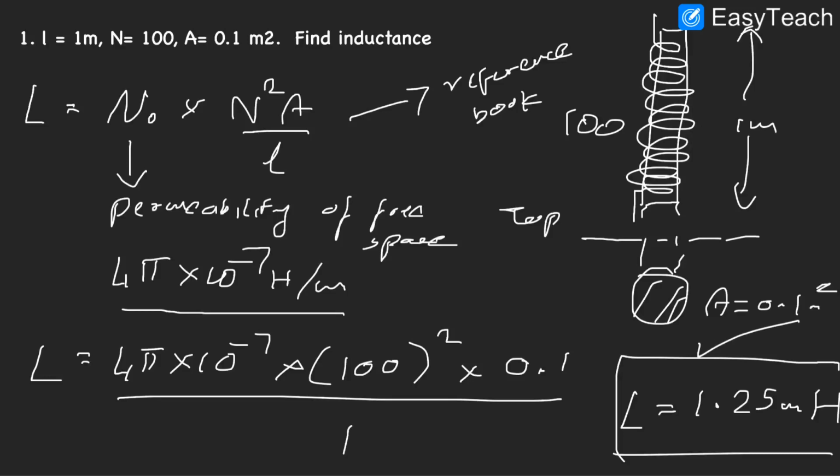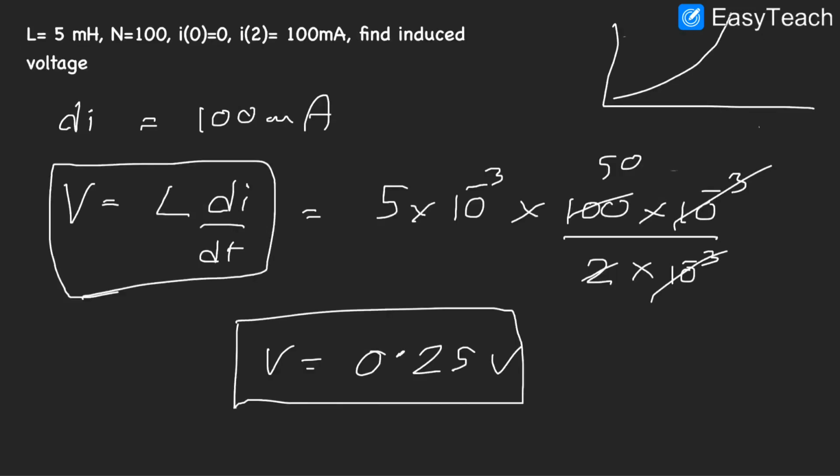The next problem that we solved was that inductors have induced voltage across them, and if my current goes from 0 to 100 milliamperes, what is the induced voltage? I had my inductance value already known as 5 millihenry, so I just plugged it into the formula that says the induced voltage is inductance times the rate of change of current.